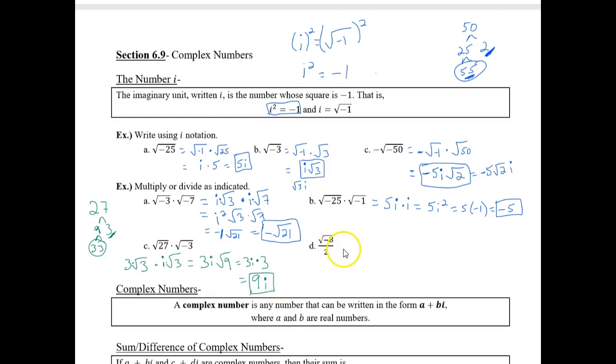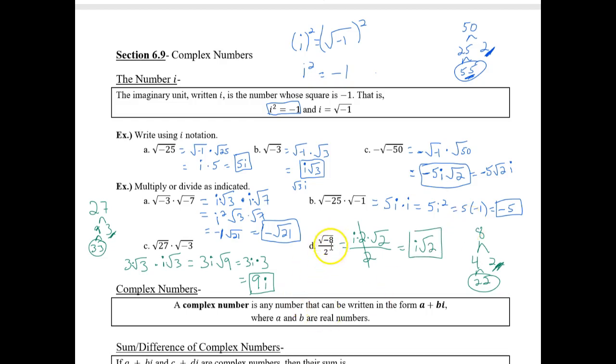Alright, on the last one here, part D, I have to take out that i. So the square root of negative 1 is i. And then I could factor the 8. That'll be 4 times 2, and 2 times 2. Here's the perfect square. The square root of 2 squared is 2. And then there's still a 2 underneath the radical that did not have a buddy, divided by 2. And I see right away 2 divided by 2 is 1. And I'm left with just i times the square root of 2.